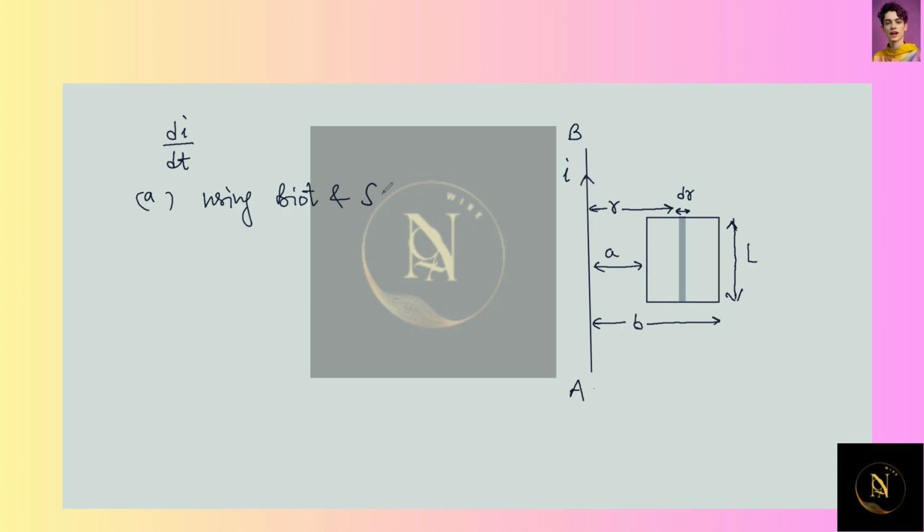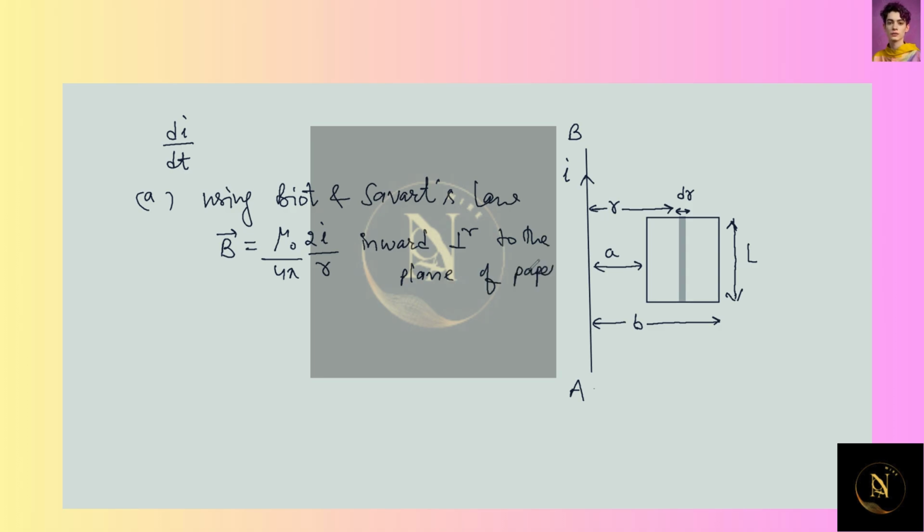Biot and Savart's law: this magnetic field in vector form, at the place of this thin strip, is given by mu naught by 4 pi into 2I by r, in a direction inward, perpendicular to the plane of paper, using the right hand screw rule. So, this is the answer for the first part of the problem.